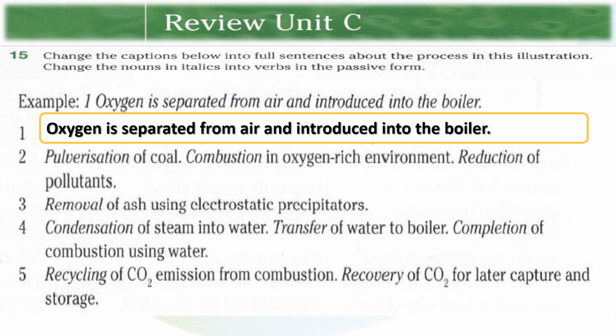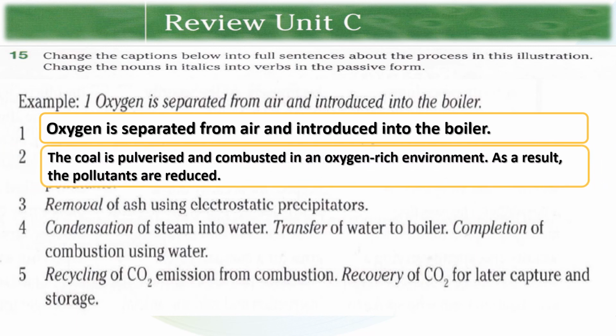Now let's begin with number 2. Pulverization of coal, combustion in oxygen-rich environment, reduction of pollutants. Now we change it in the following way. The coal is pulverized and combusted in an oxygen-rich environment. As a result, the pollutants are reduced. As you can see, all the verbs here are used in the passive form.